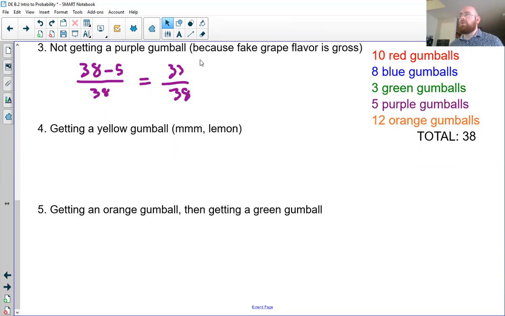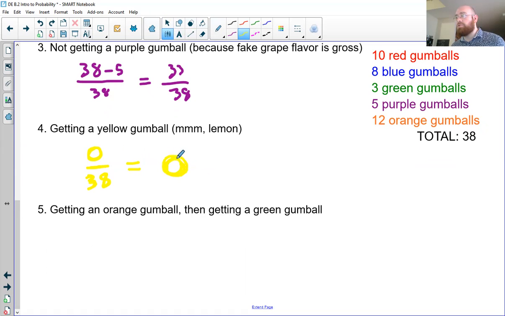So getting a yellow gumball because lemon is good. Except there aren't any yellow gumballs. So the probability is 0/38, or just 0%. It is impossible to get something that isn't there, alas.